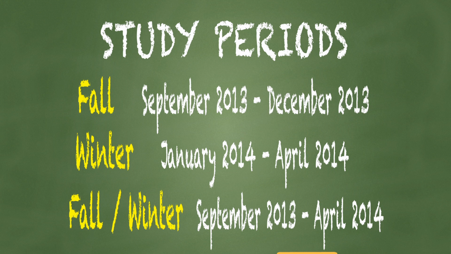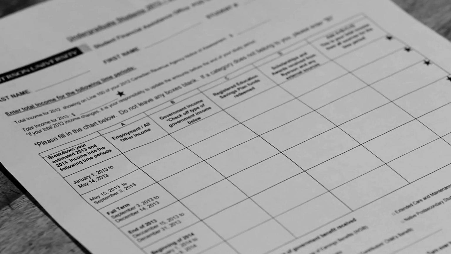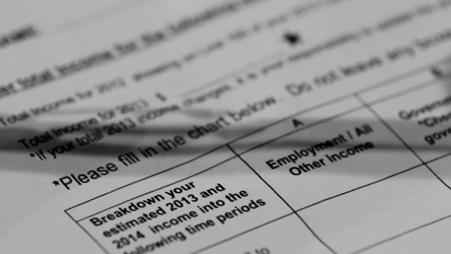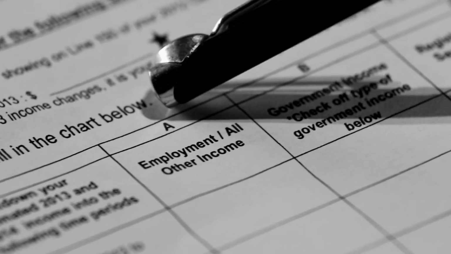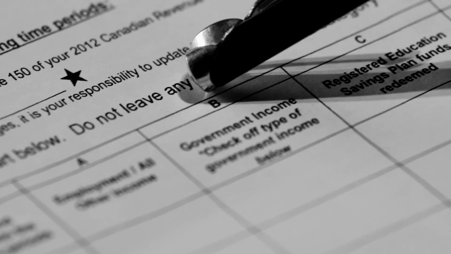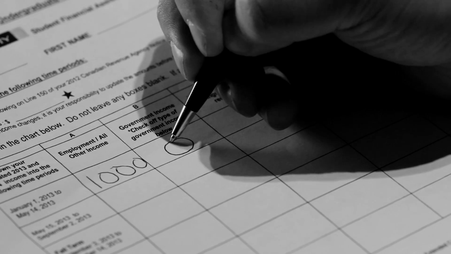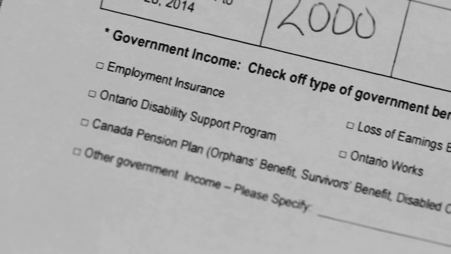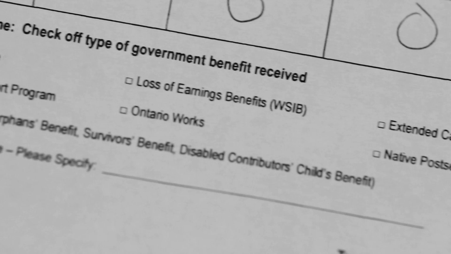So if you're studying from September to April, the fall and winter change form is the right form for you. When you're filling out the form, simply input the figures onto the form accordingly. Under employment income, you would report your employment income. If you're in receipt of government income, you would write in the amount of government income you're in receipt of, as well as indicating which type of government funding you're receiving.